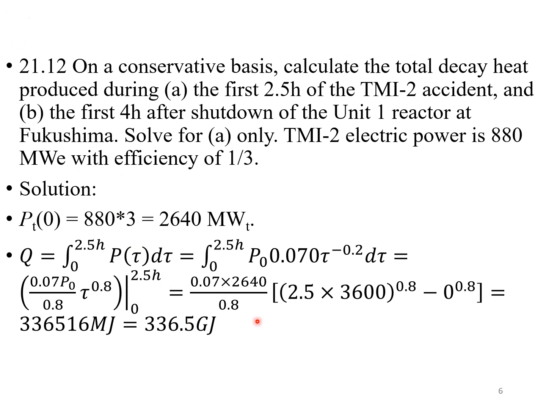The only difference between this problem and the class example is that for the class example, we integrate this equation from some time until another time. For this one, we integrate from 0 until 2.5 hours. That is the only difference.